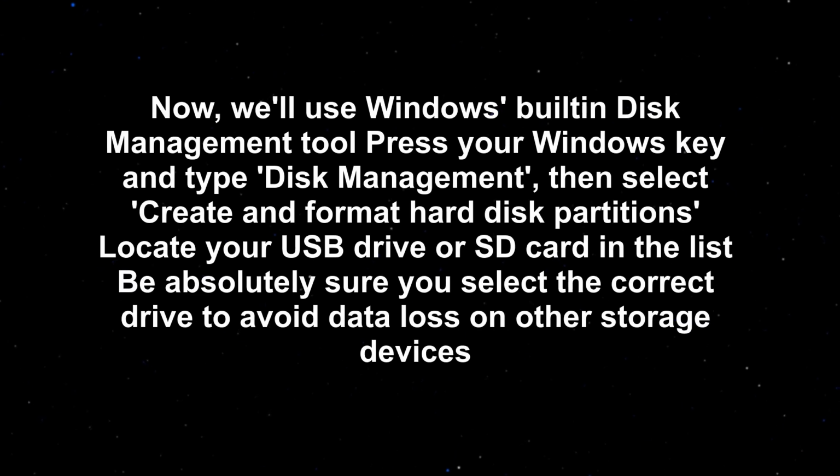Now, we'll use Windows' built-in Disk Management tool. Press your Windows key and type Disk Management. Then select Create and Format Hard Disk Partitions. Locate your USB drive or SD card in the list. Be absolutely sure you select the correct drive to avoid data loss on other storage devices.